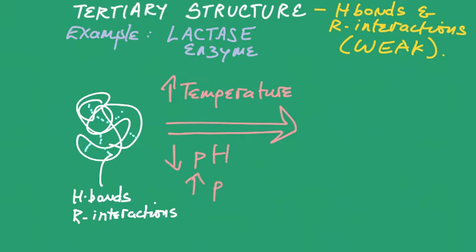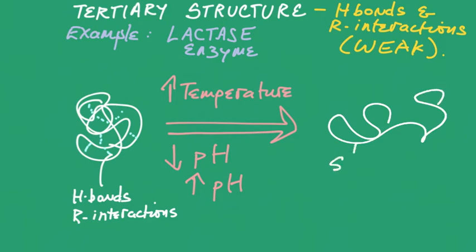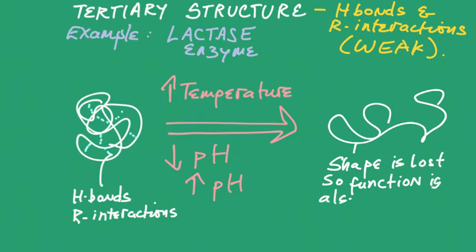The greater the temperature beyond 40 degrees Celsius, the faster the breakdown of this shape. A low pH such as acid and high pH such as base can also disrupt the shape of the enzyme. And once the shape is lost, its function is lost as well. This is extremely important because the body maintains a specific range of temperature and pH, because if this does not happen, all proteins will denature and death is the result.